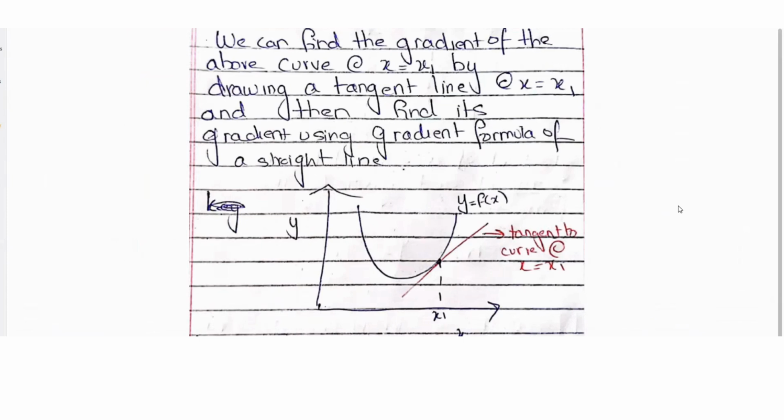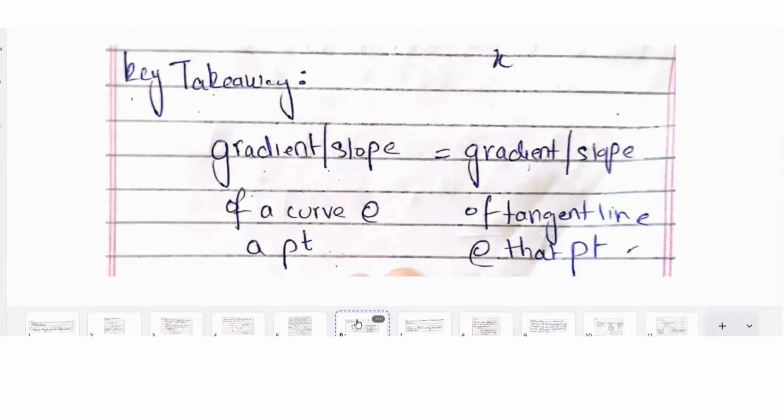And then we can find the gradient of this tangent line using the gradient formula of a straight line, which we just looked at, y2 minus y1 by x2 minus x1. So if I want to find the gradient of this curve at x is equal to x1, we draw a tangent line to the curve at x is equal to x1. This will be a line that just touches the curve at that point. And then we can use the gradient formula of a straight line to find the gradient of this line.